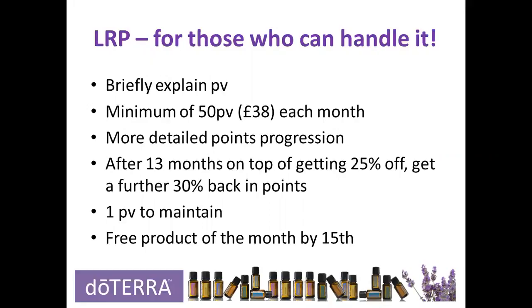You then explain that each month, if you spend 50 PV, which is about £38, then this counts as a qualifying loyalty rewards month. And what that means is you collect points. As soon as you spend 50 PV or more, you qualify to collect points, and it counts as a qualifying month along your progression chart.